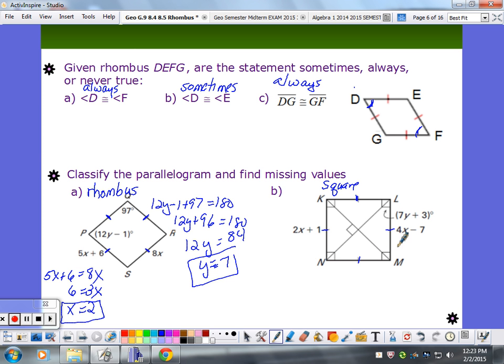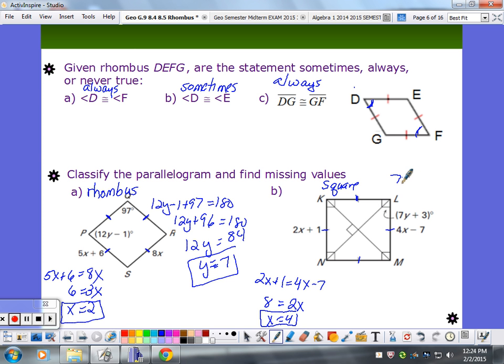So let's see. All the sides are congruent, so let's start with that. So 2x plus 1 would have to equal 4x minus 7, right? And let's see. That becomes a 2x, adding 7 to both sides. So it looks like x is 4. Stop me if I make a mistake here. Now I have to find y, and y is just pointing to this little piece. So without shouting out, raise your hand if you think you know how I can find this thing. Jack, what do you think?